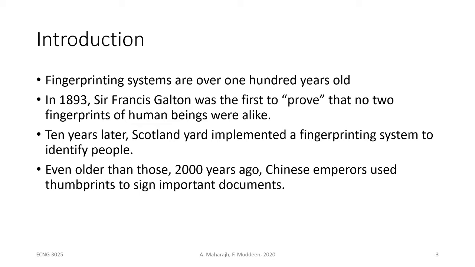General fingerprinting systems are really old, and they have existed for many years. In 1893, Sir Francis Galton proved that no two fingerprints of human beings were alike. Then 10 years later, Scotland Yard implemented it for identification of people, especially in criminal investigation scenes. Even older than that, all the way back in the Chinese dynasty, the emperors used thumbprints to sign important documents, and these thumbprints were unique identifiers to identify which emperor signed which document and so forth.